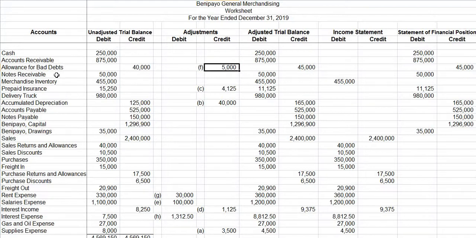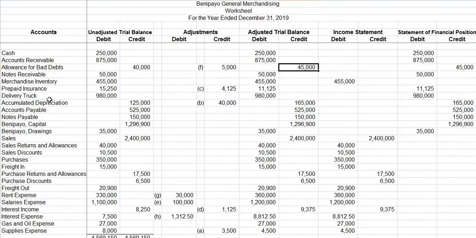Remember this please, when you have the same side, credit and credit or debit and debit, just add the figures and write the sum under that side. Therefore here, 40,000 credit and 5,000 credit equals 45,000 on the credit side of the adjusted trial balance. How about when the two figures are of opposite sides, one debit and the other credit? We have to subtract and write the difference on the side of the higher figure.